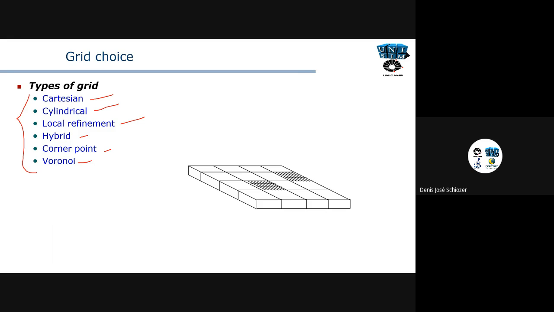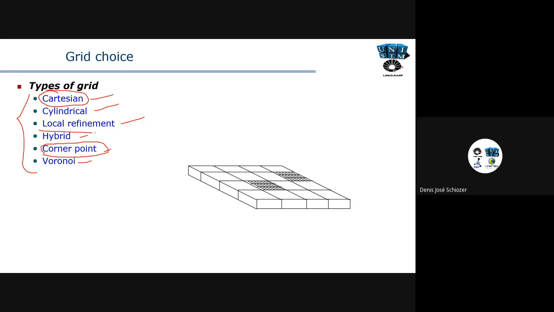So the most used grids we have today are the Cartesian, because they are easy to build, and they converge much faster than the others. And the corner point, especially for the complex geometries that we have in the carbonates, for example, and so on. So the corner point can adapt better for the complex geometries we have.